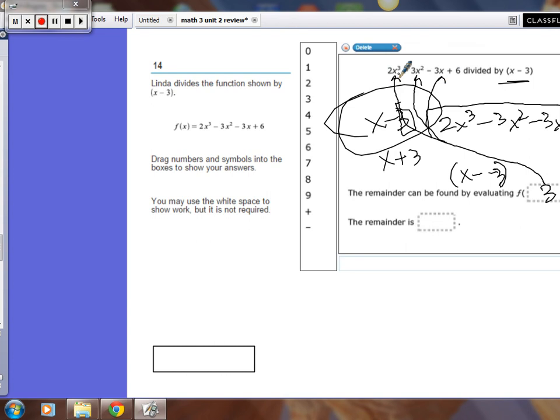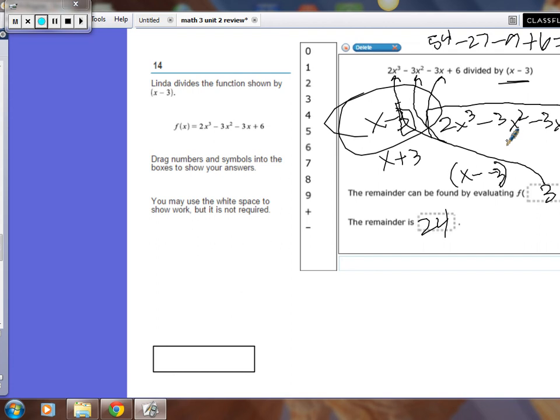so 3 cubed, 3 times 3 times 3 is 27. 27 times 2 is 54. 3 squared is 9. 9 times a negative 3 is a minus 27. 3 times 3 is a 9, so minus 9 plus 6. This will give you the remainder. So 54 minus 27 minus 9 plus 6. So the remainder is going to be 24.